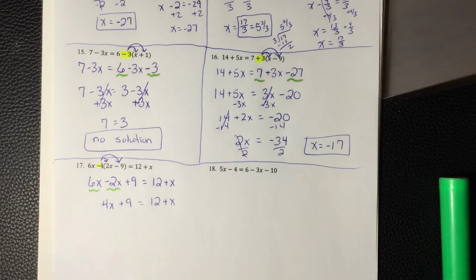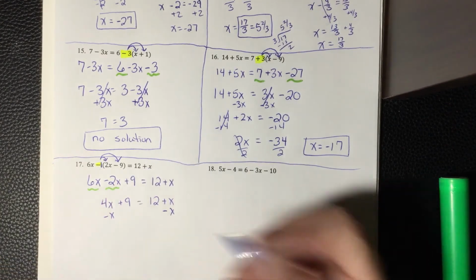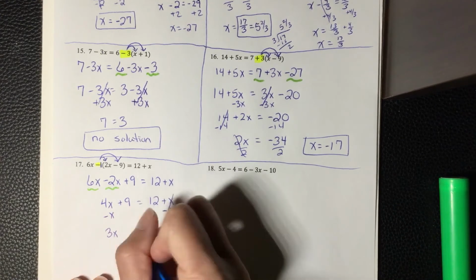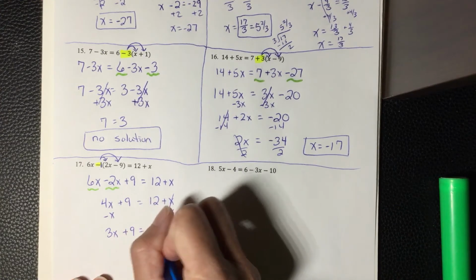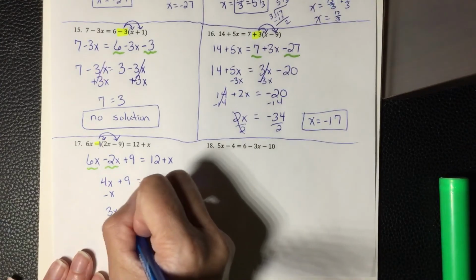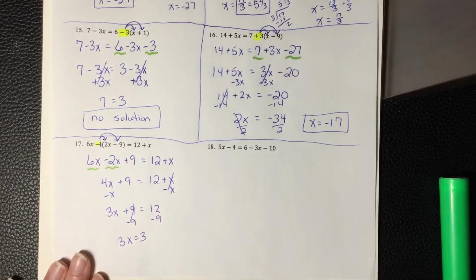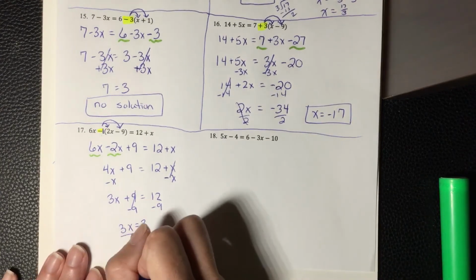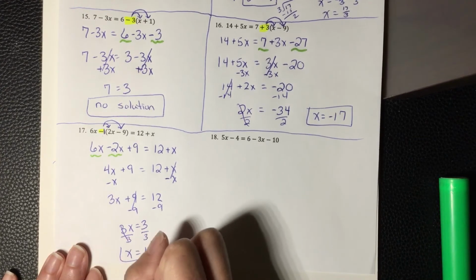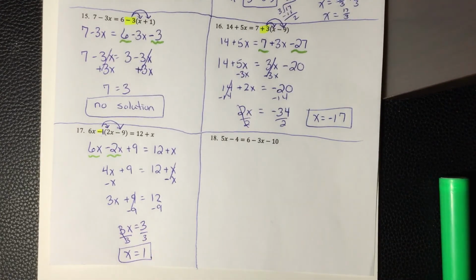All right, let's get all our x's on the same side. I tend to put them on the left. I want this x to go away, so I minus x to both sides. So 4x minus 1x gives me 3x. I bring down the plus 9 and I bring down the 12. All right, now I want to get my constants on the other side, so I'm going to minus 9 to both sides. I get 3x equals 3. And then finally I divide by the coefficient, and 3 divided by 3 gives me 1. All right, so that one used pretty much all the steps that we had.